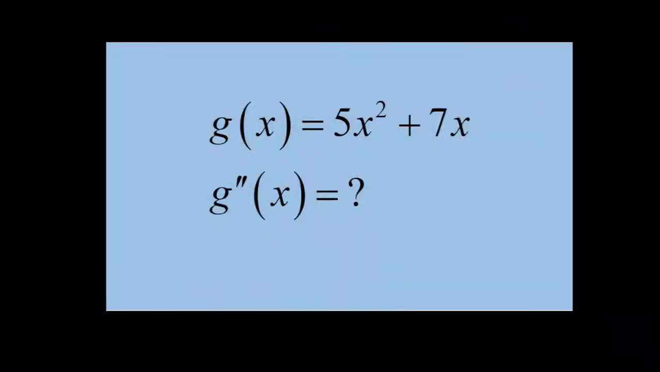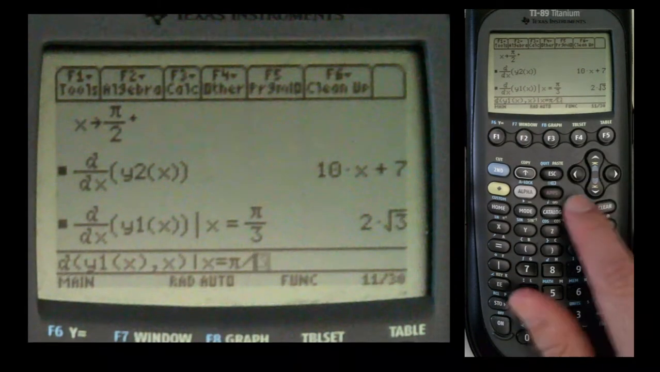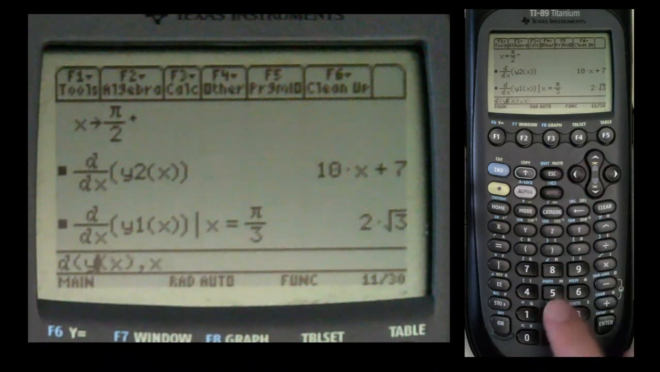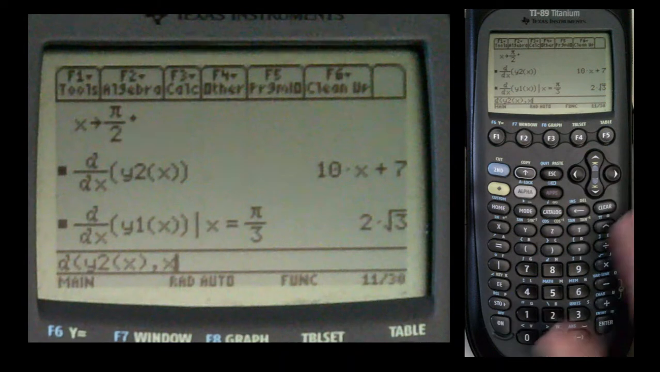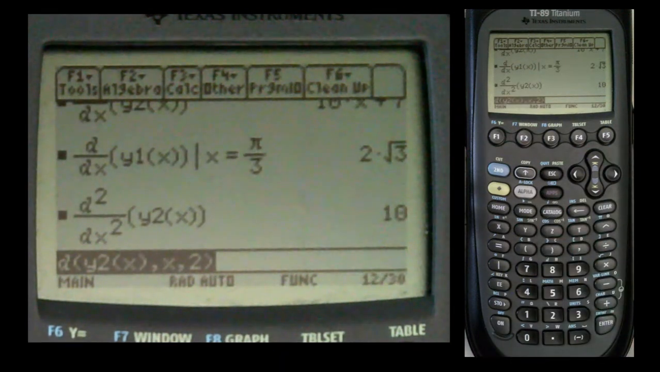If I wanted to find the second derivative of g, I could delete that, change this to y2 of x, which was g prime, second derivative, put in a comma 2, and you get that the second derivative is going to be 10.